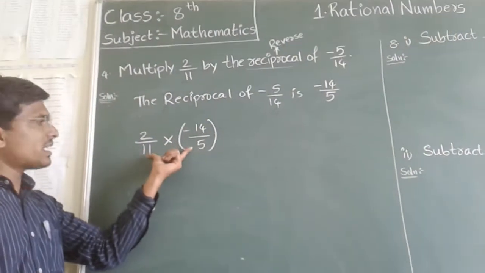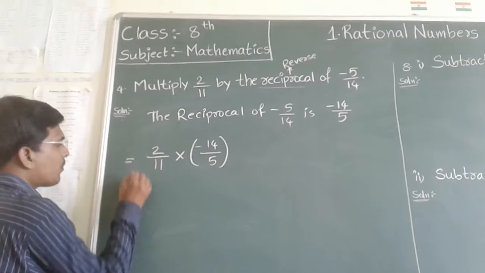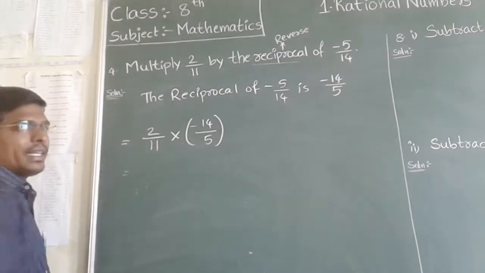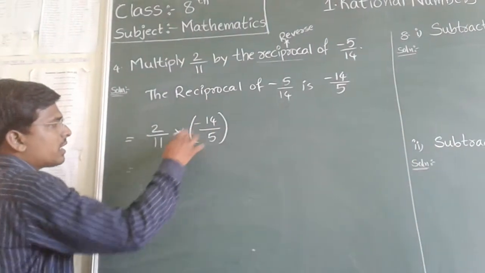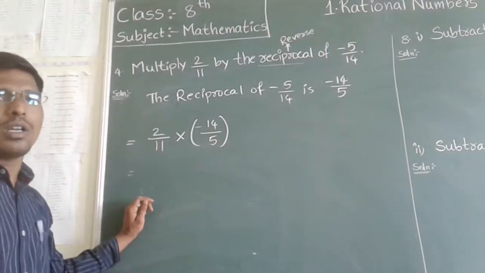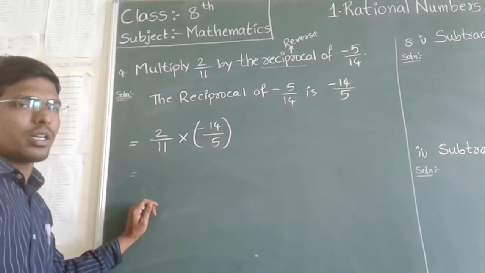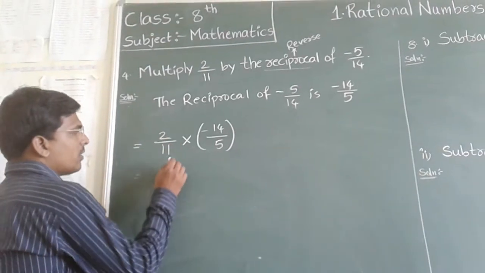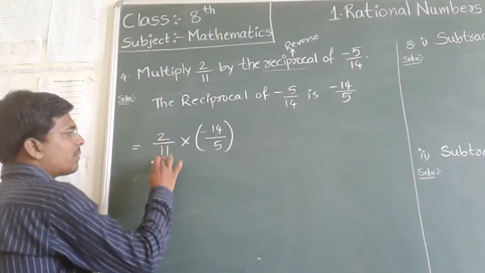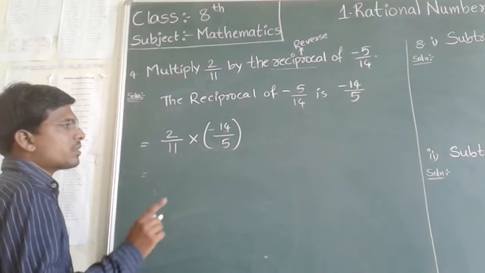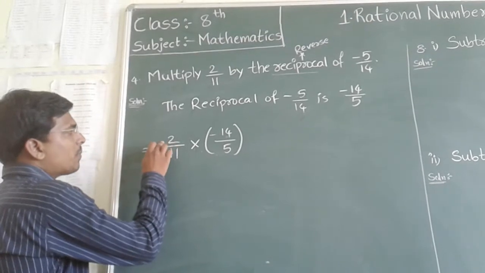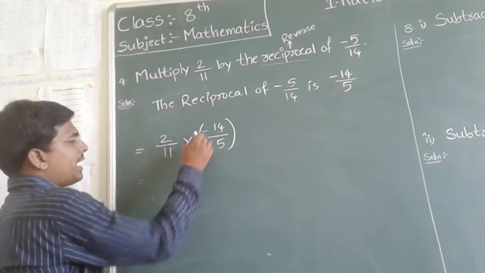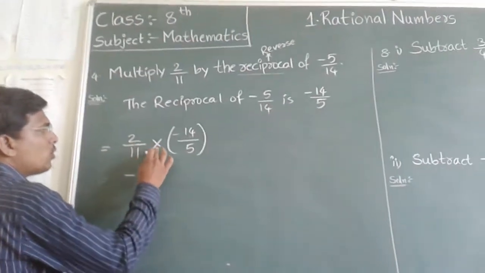See here, multiplication of fractions. In the multiplication of fractions, we can multiply both the numerators and both the denominators. But don't take the crisscross method here. The crisscross method we can take only for addition and subtraction, but not for multiplication. First multiply the sign. Two numbers, one having plus, no sign, so we can assume it as plus. So plus into minus.